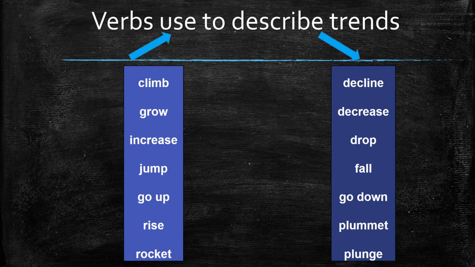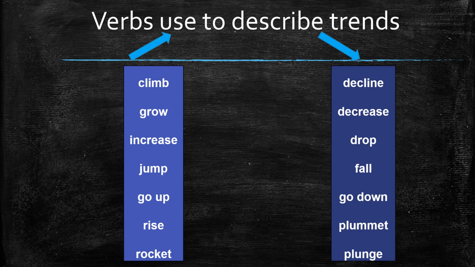To describe the upward trend, you use the words like climb, grow, increase, jump, go up, rise, rocket. These are some of the words. There are many words which you can use, but because this is the basic graph interpretation and you are writing it for the very first time, these are the words which I'm going to give you. But if you want, you can use the synonyms of increase, grow, and you can use it when you are describing an upward trend. Now, for the downward trend, you can use the words decline, decrease, drop, fall, go down, plummet, plunge.